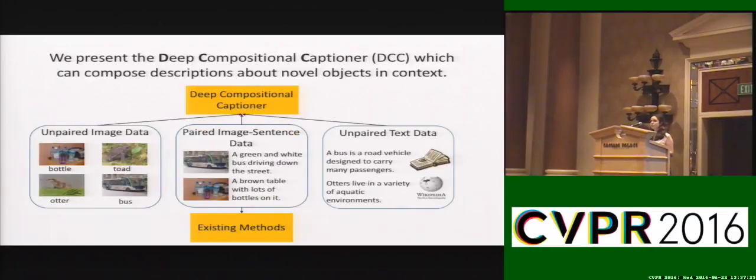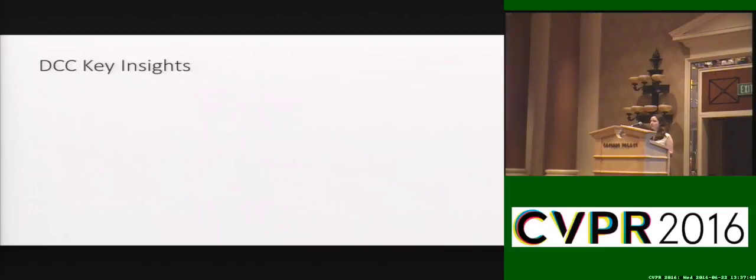Our model is called the Deep Compositional Captioner, or DCC, and it can compose descriptions about novel objects in context. Whereas existing methods rely on paired image sentence data to jointly model language and vision, we also look at unpaired image data, which is images with labels, as well as unpaired text data, which is just text annotations with no visual information. Our model DCC uses two key insights.